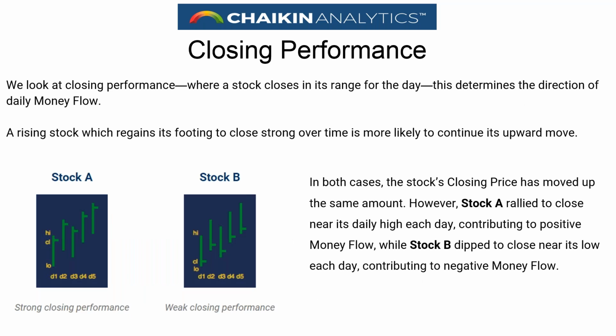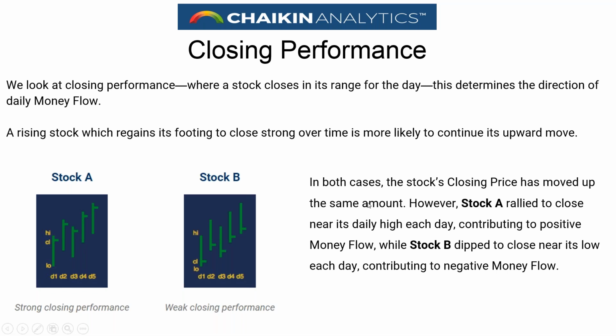All right, we look at closing performance, where a stock closes in its range for the day, because this determines the direction of daily money flow. A rising stock which closes strong over time is more likely to continue its upward move. I've given you these examples, which are not real stocks, stock A and stock B. If we look here, the green bar is the range of the stock on the day, and the hash on the right side of the bars is where the stock closed on the day.